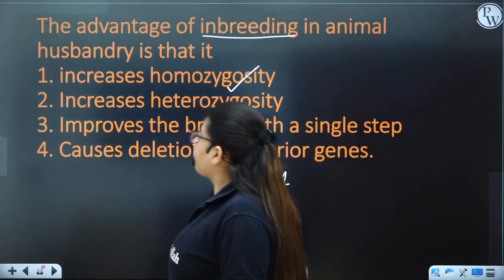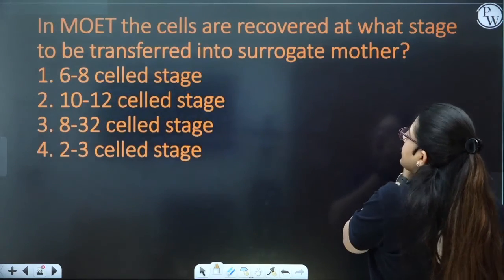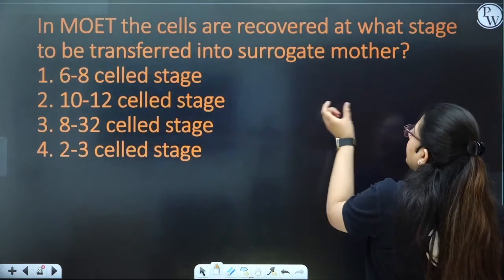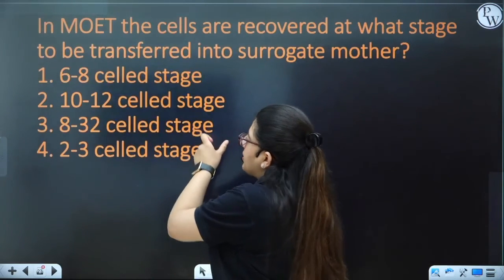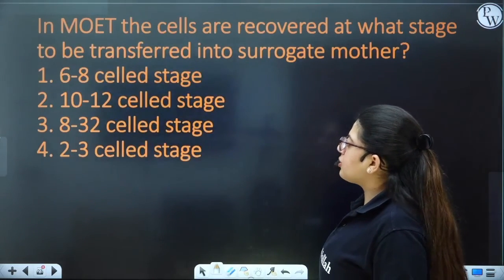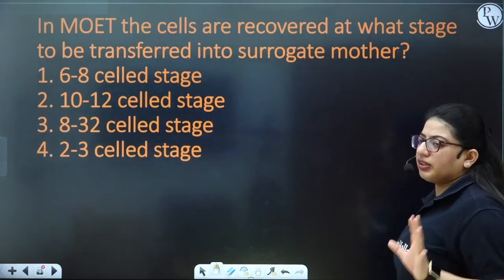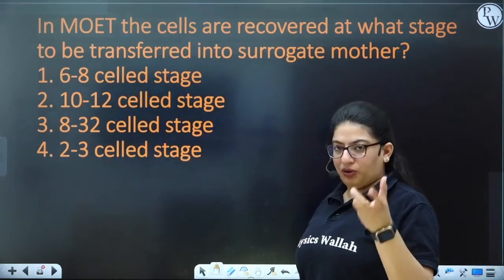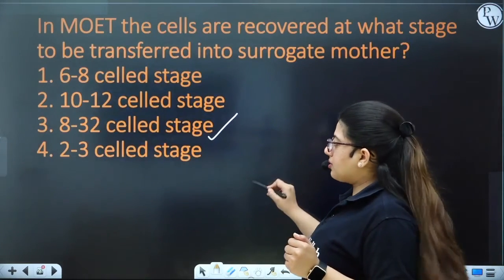Next question. In MOET, the cells are recovered at what stage to be transferred into the surrogate mother? 6 to 8 cell stage, 10 to 12 cell stage, 8 to 32 cell stage, 2 to 3 cell stage. So in MOET, you are transferring the embryo to the surrogate mother at which stage? 8 to 32 cell stage. So answer is 3.